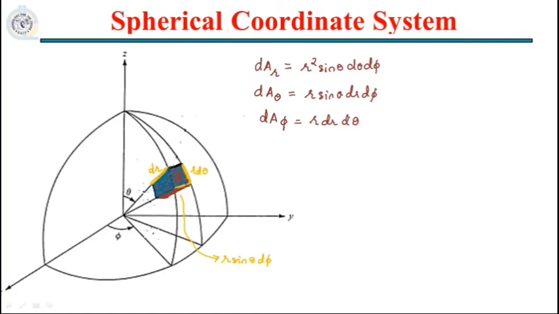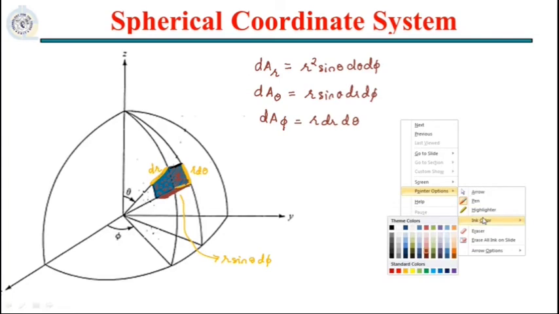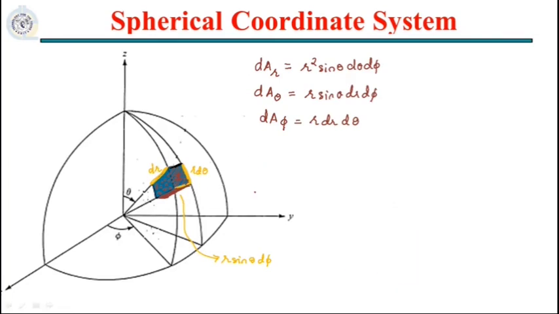Now let us associate unit vectors to these guys. I'm just going to change the color of my pen so that we are not confused when we look at it. So let's go back to our r constant face. The r constant face, because radius is constant, the unit vector is going to be a r bar and it is radially moving outward.